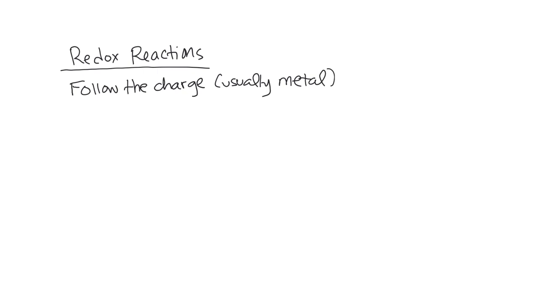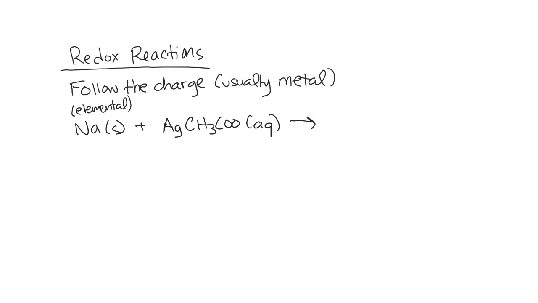Here's a couple examples of redox reactions, and we'll start simple. Let's take a sodium metal and let's react it with silver acetate. If I use my solubility rules properly, like you've seen in another video, sodium in its element form is going to be a solid, and silver acetate is an ionic compound that would be aqueous. The products that I'm going to get are sodium acetate, also aqueous, and silver metal.